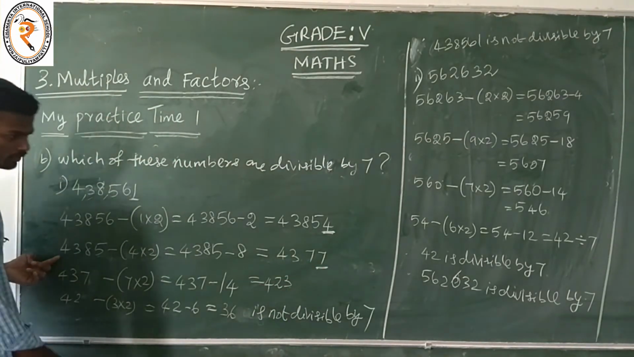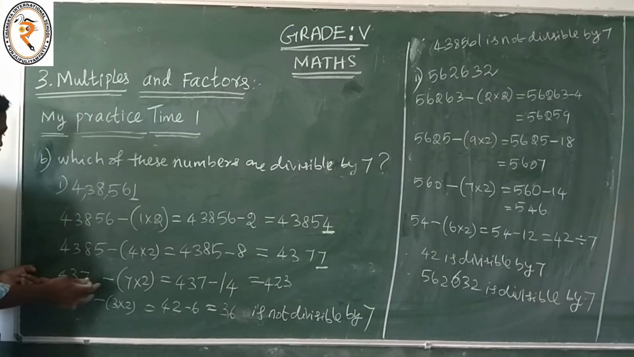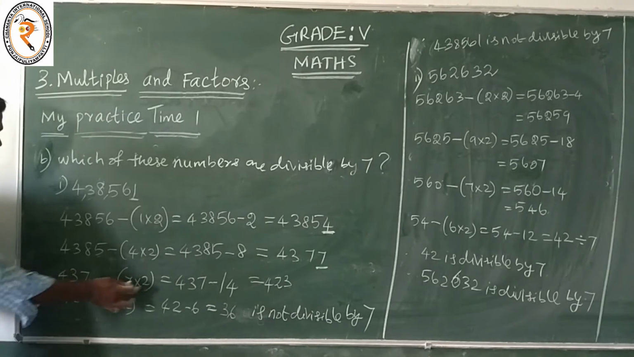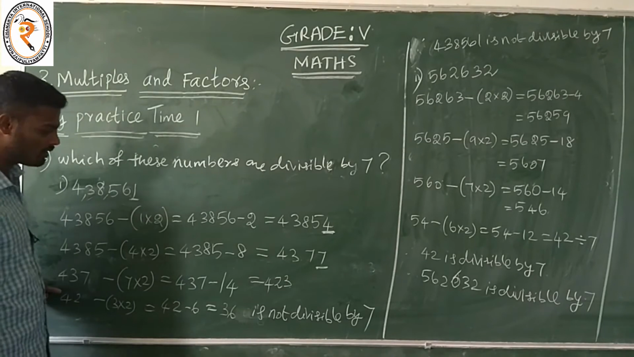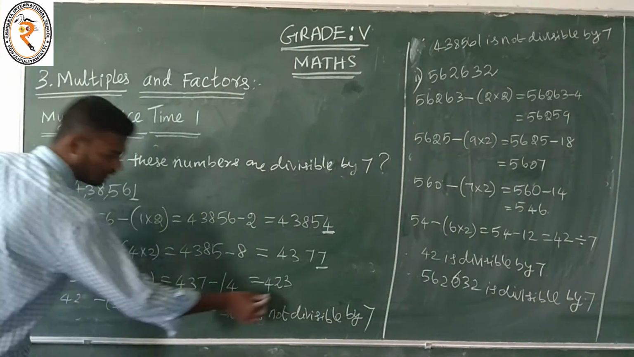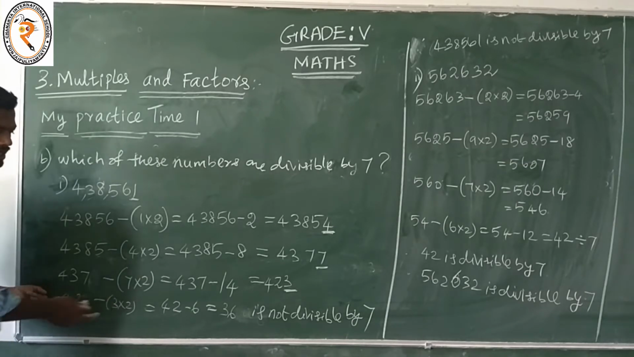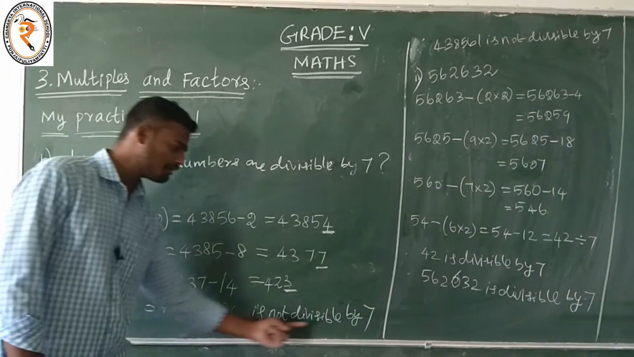We take the one's digit 7 and multiply it by 2. 437 minus 14: 7 times 2 is 14. Subtracting the two numbers, the answer is 423. The one's digit is 3, multiplied by 2 is 6. 42 minus 6 is 36. 36 is not divisible by 7.